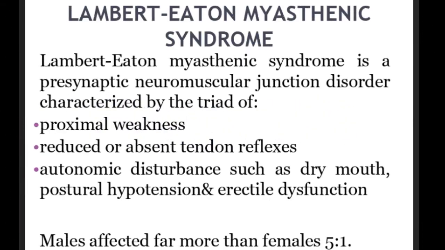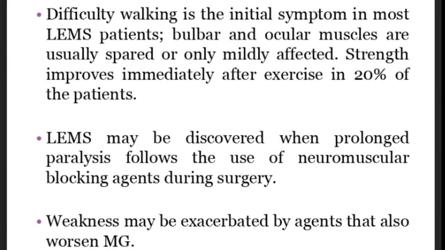Lambert-Eaton myasthenic syndrome. It is a presynaptic neuromuscular junction disorder characterized by a triad of proximal weakness, reduced or absent tendon reflexes, and autonomic disturbances such as dry mouth, postural hypotension, and erectile dysfunction. Males are affected far more than females, 5 to 1. Difficulty in walking is the initial symptom in most Lambert-Eaton myasthenic syndrome patients. Bulbar and ocular muscles are usually spared or only mildly affected. Strength improves immediately after exercise in 20% of the patients.